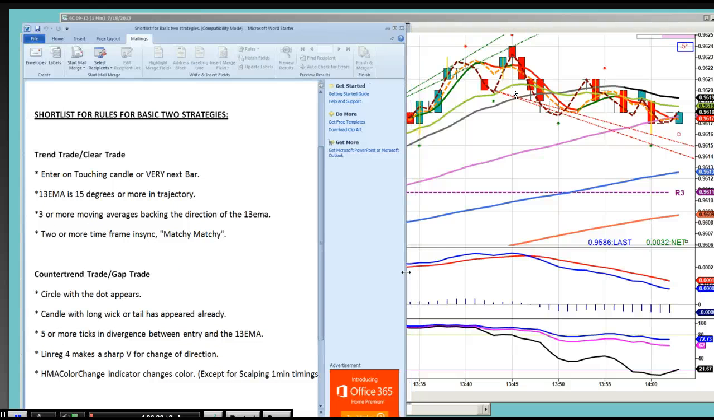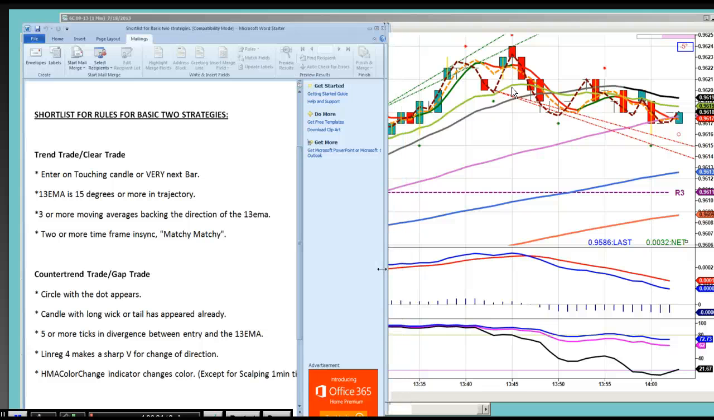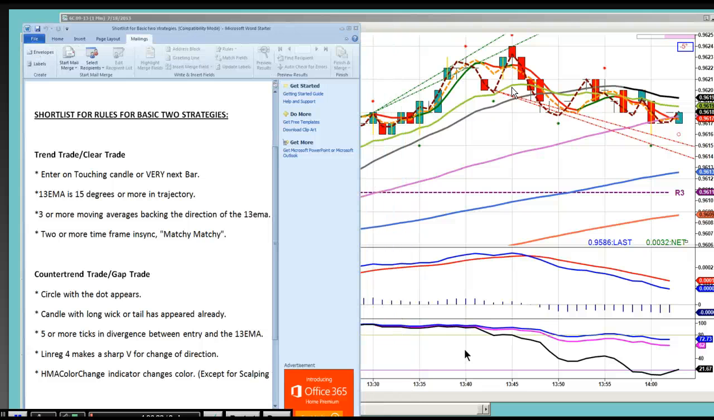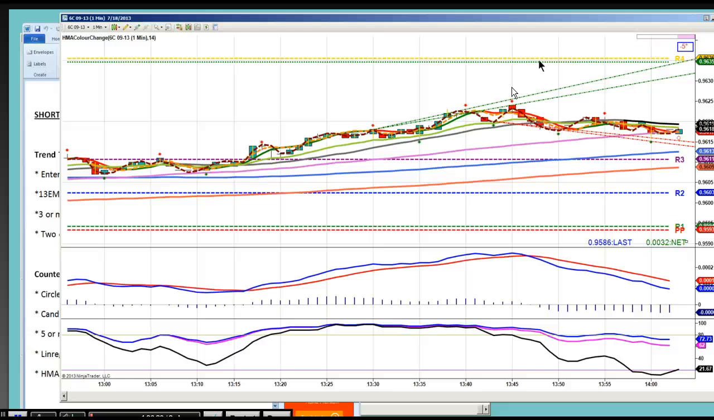So if we are here, there's no pivot. The next pivot is the R4. So there's nothing to tell us, unless we have the fractal there, that we've hit a high in the market. We've hit the ceiling. So when you're looking to do your counter trend, you're looking for the circle with the dot to appear, which represents the green fractal. And if there's been two previous asterisks, the fractal will already be there.